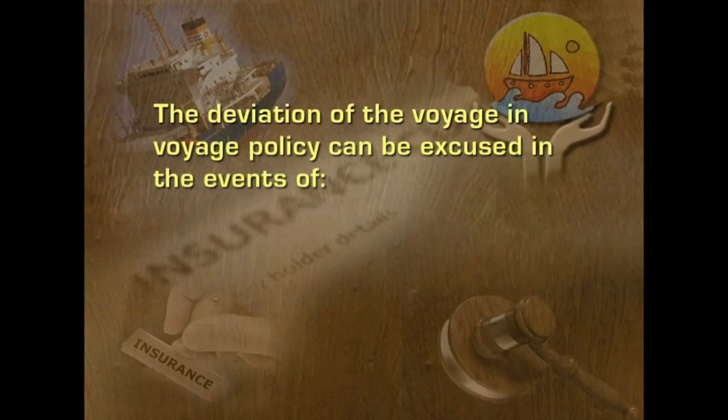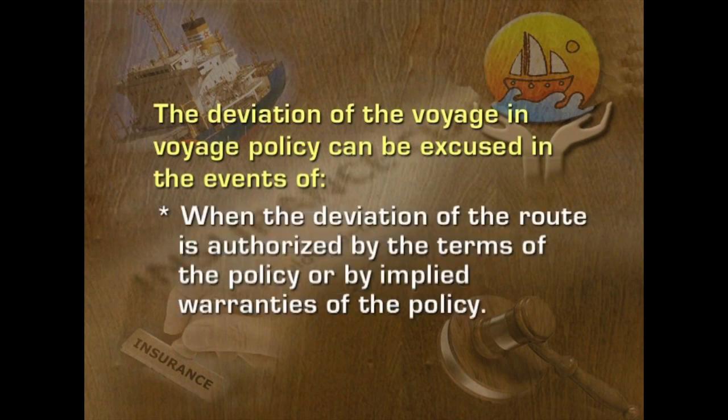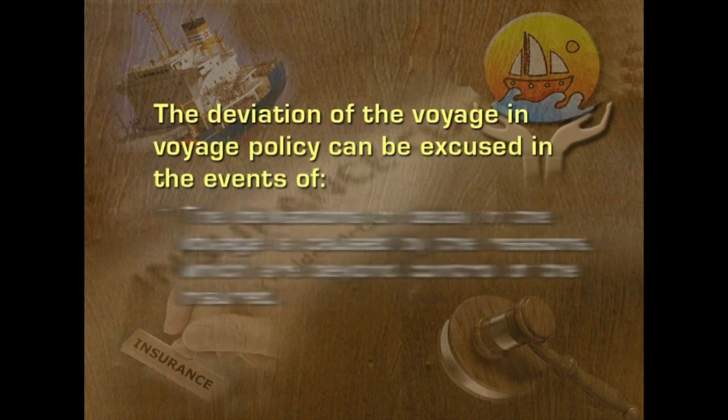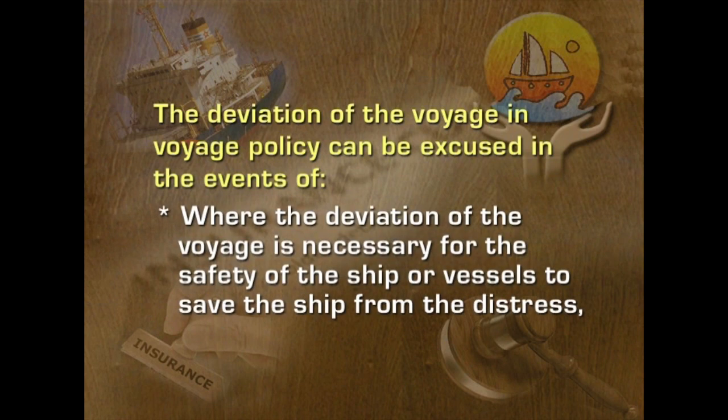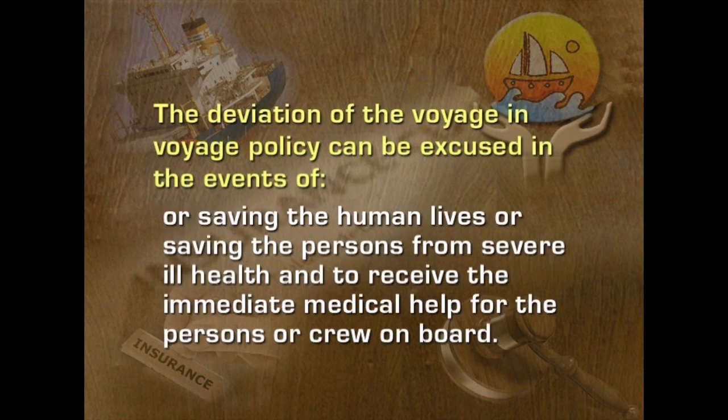The deviation of the voyage in a voyage policy can be excused when the deviation of the route is authorized by the terms of the policy or by implied warranties of the policy. The deviation or delay in the voyage is caused by reasons which are beyond the control of the insured. When the deviation of the voyage is necessary for the safety of the ship or vessels, to save the ship from distress, or saving human lives, or saving persons from severe ill health, and to receive immediate medical help for the persons or crew on board.